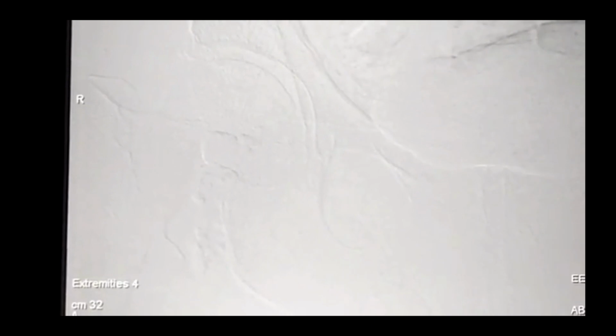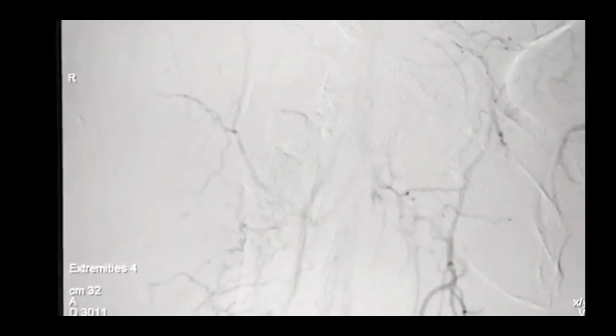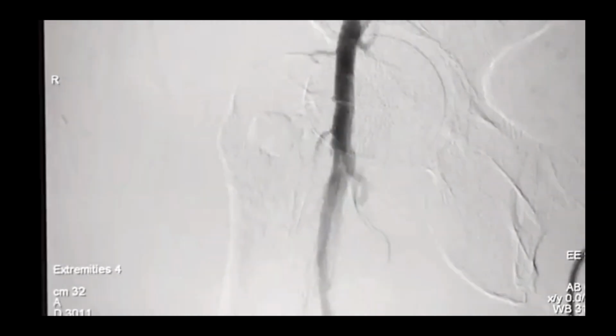So having the normal vasculature and getting rid of the pseudoaneurysm with the balloon-assisted glue embolization of the right groin pseudoaneurysm following a percutaneous IABP placement. So covered stents is another option that can be used, or the patient can be sent for surgery.